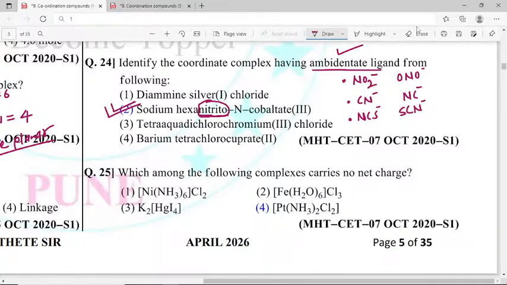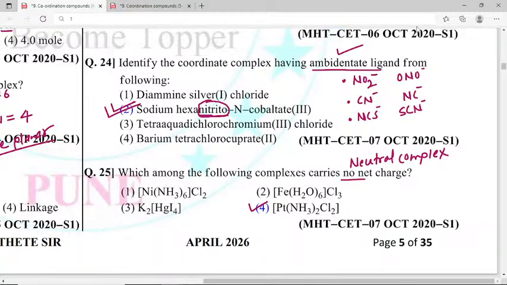Which among the following complexes carries no net charge? So no net charge, so it is a neutral complex. So option number 4 is correct. It is cisplatin actually. It is a neutral complex. Option number A is a cationic complex.